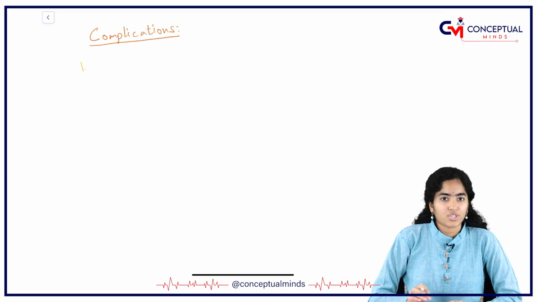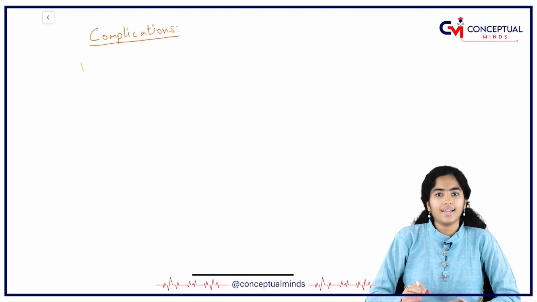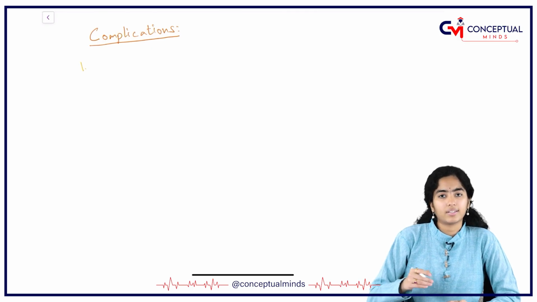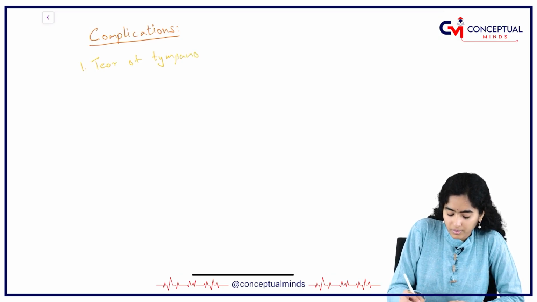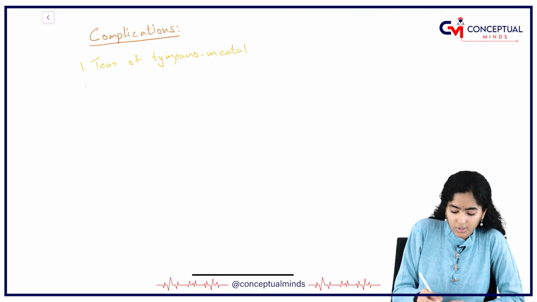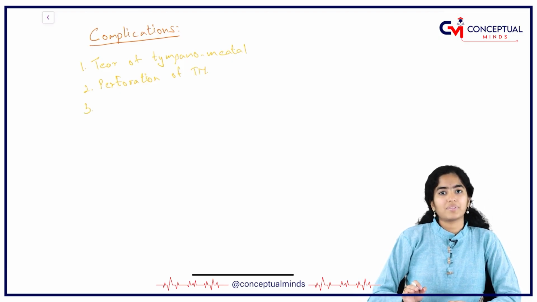There are multiple complications that can occur. First is when you are giving a tympanomeatal incision, there itself that can tear and cause perforation of tympanic membrane. It's quite common. If the incision is not given properly, instead of creating a flap nicely, there could be a complete tear. Okay? Tear of tympanomeatal flap and perforation of tympanic membrane. While doing the first step, this can happen.